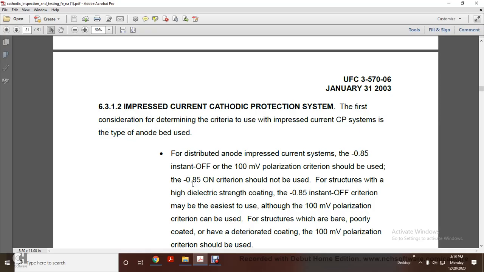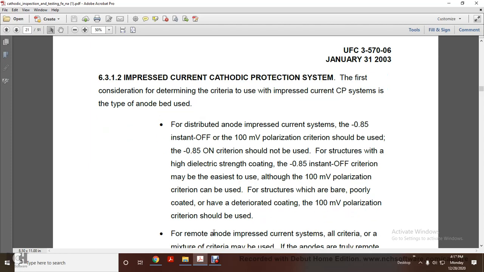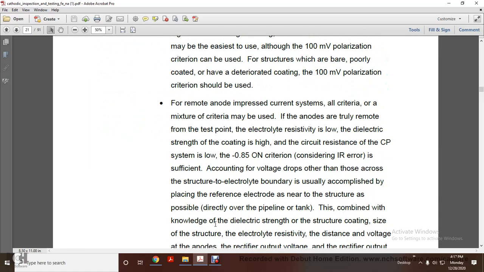For structures with a high dielectric strength coating, the negative 0.85 instant off criterion may be easiest to use, although the 100 millivolt polarization criterion can be used. For structures that are bare or poorly coated, with a deteriorated coating, the 100 millivolt polarization criterion should be used.